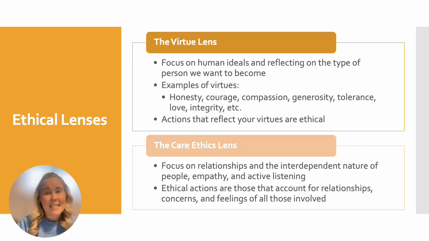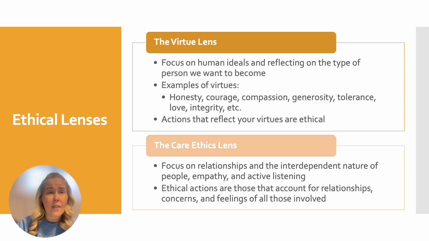And like I said, philosophy loves to talk about ethics. These are some other lenses we can observe ethics through. The focus on human ideals and reflecting on the type of person we want to become is the virtue lens. There's a lot of things that fall into that virtue category. It includes honesty, courage, compassion, generosity, tolerance, love, integrity. And what it ultimately states is that your actions reflect your virtues, and that is ethical.